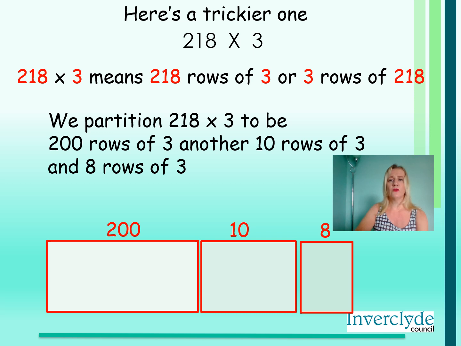At the side, we know we're multiplying by 3, so we would put the 3 at the side. Now we're ready to multiply each of our partition numbers. 3 times 200 is 600, 3 times 10 is 30, and 3 times 8 is 24. 600 plus 30 plus 24 is 654.